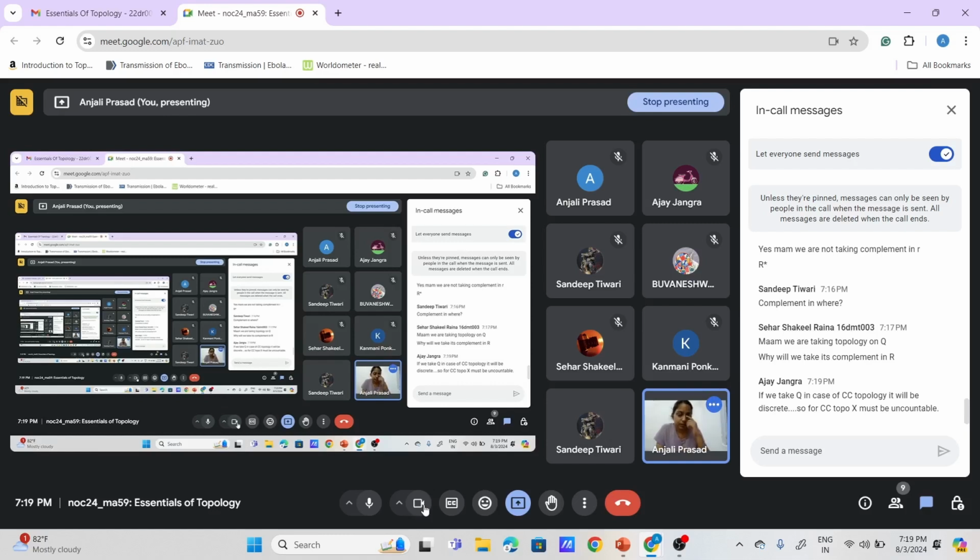See, we... you're saying if we take Q in this case, ma'am, of countable topology, it will be discrete. So for co-countable topology, it must be uncountable, right?